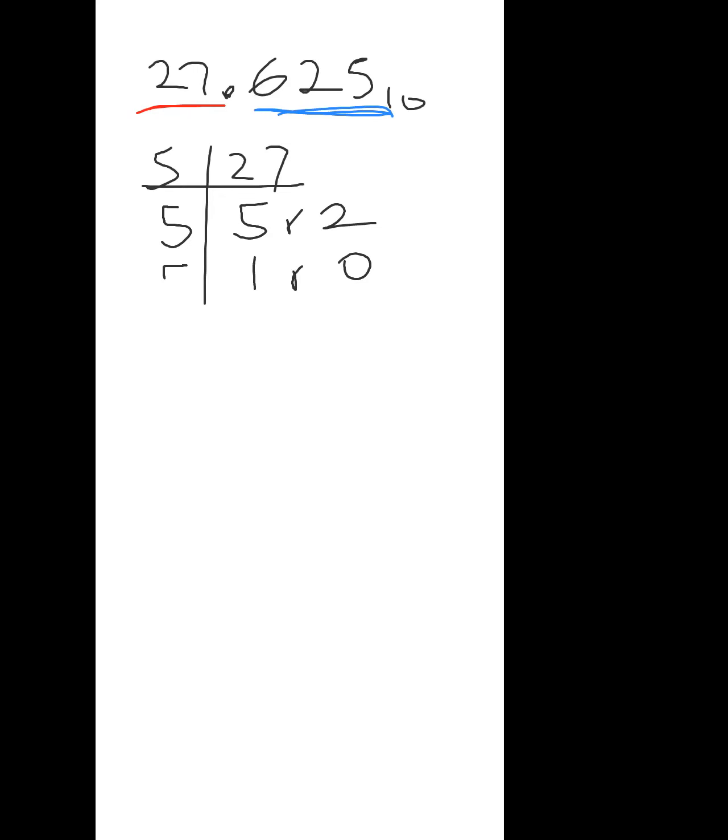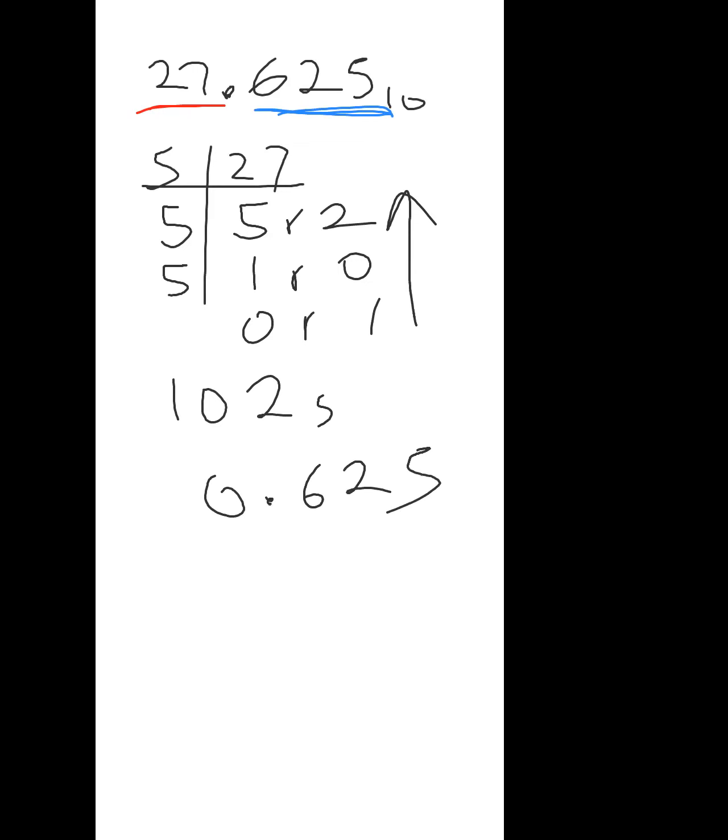And then 5 in 1 is 0 with remainder of 1. So I'm writing this part, and that is 102 in base 5. Then the decimal part, which is underlined blue. So I'm going to write 0.625. And then I'm going to continuously multiply this number by 5. So times 5, and look at what will happen.